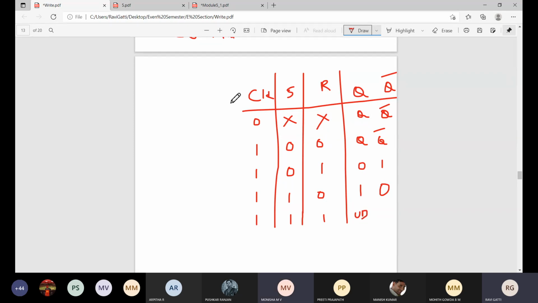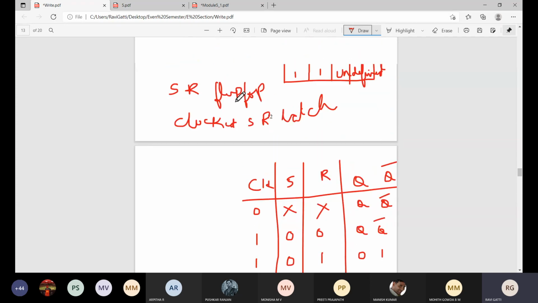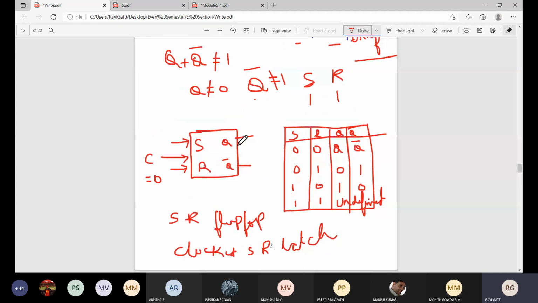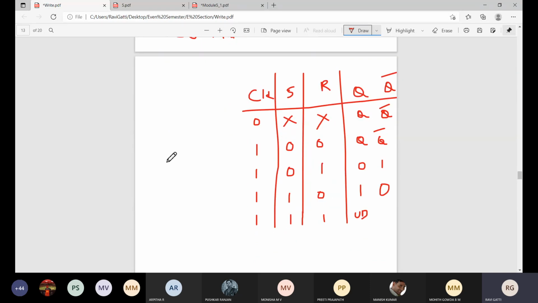Okay, so this is how your clocked SR is different from your SR latch. This we call an SR latch, but if you are applying a clock, then it is called a clocked SR. It is also called an SR flip-flop.